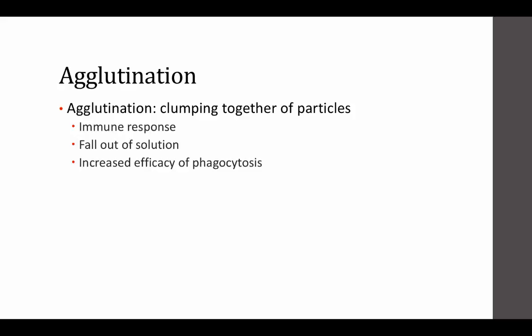That brings us to our next topic, which is agglutination. Agglutination is a clumping together of particles. That's part of our immune response. It's where our foreign invaders are clumped together via the immune response, and it causes them to fall out of solution. That clumping together, well, why does it occur? Well, it increases the efficacy of phagocytosis. The clumped together cells mean that more foreign cells can be eliminated at once. It helps us get rid of those pathogens more readily and more quickly.